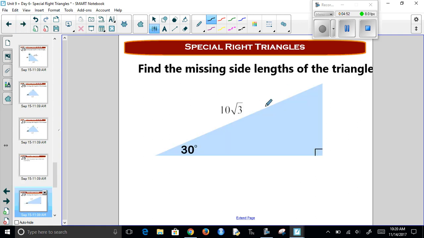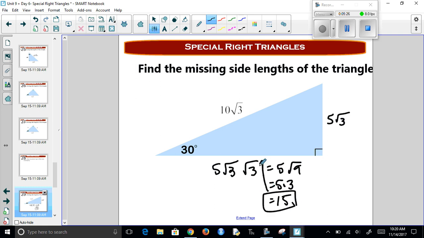Now to get a little bit more challenging, this is a 30, 60, 90 triangle. That's half of an equilateral triangle. So if the hypotenuse is 10 root 3, this side is going to be half of that. Half of 10 root 3 is going to be 5 root 3. Now to go from the short side to this side, I multiply by the square root of 3. So 5 times the square root of 3 times the square root of 3, that's 5 times the square root of 9. Well, I know 5 times the square root of 9 is 5 times 3. And so this whole side is going to be 15. That's it.